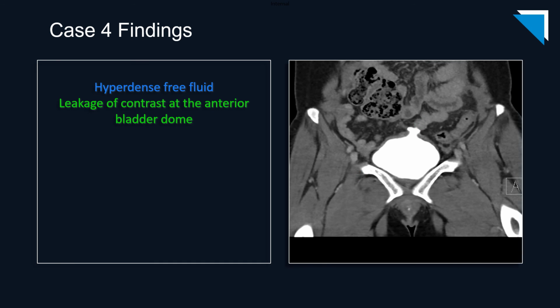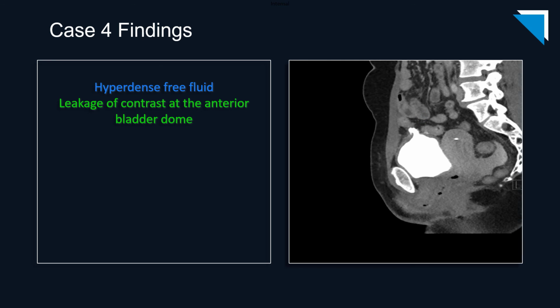The coronal and sagittal reformats are actually beautiful in this case, which is why I wanted to show it. Again, we have a small amount of hyperdense free pelvic fluid. And we can clearly see the defect in the bladder dome through which the opacified urine is leaking.